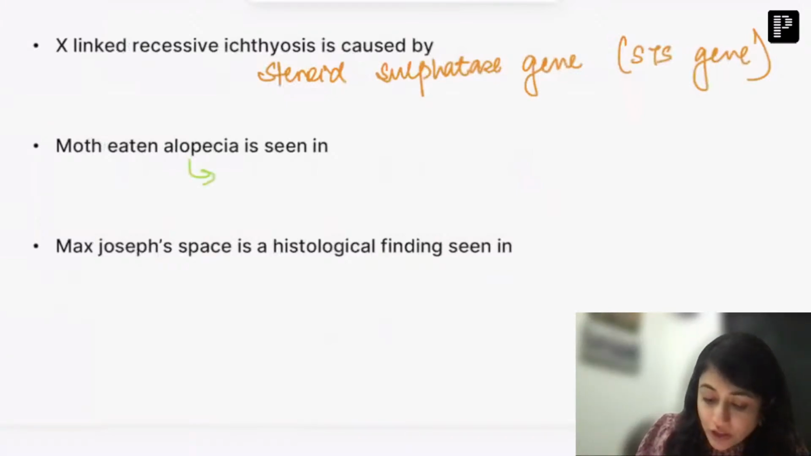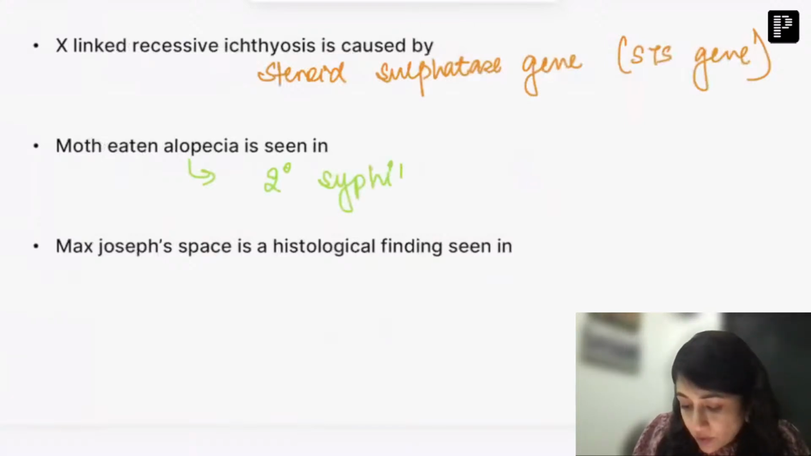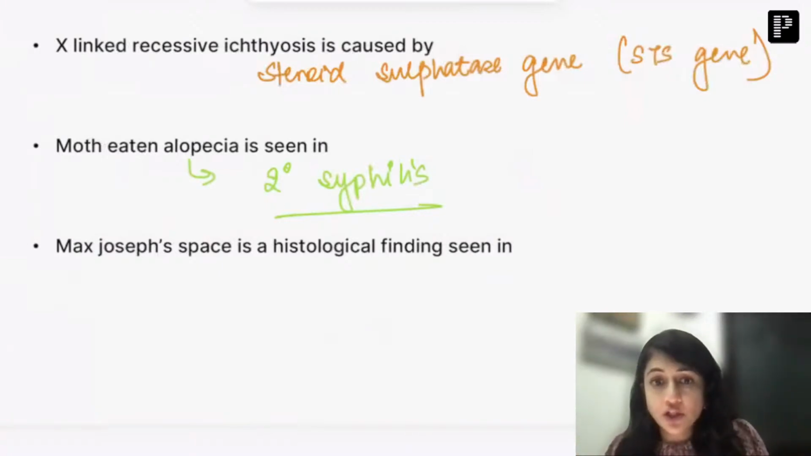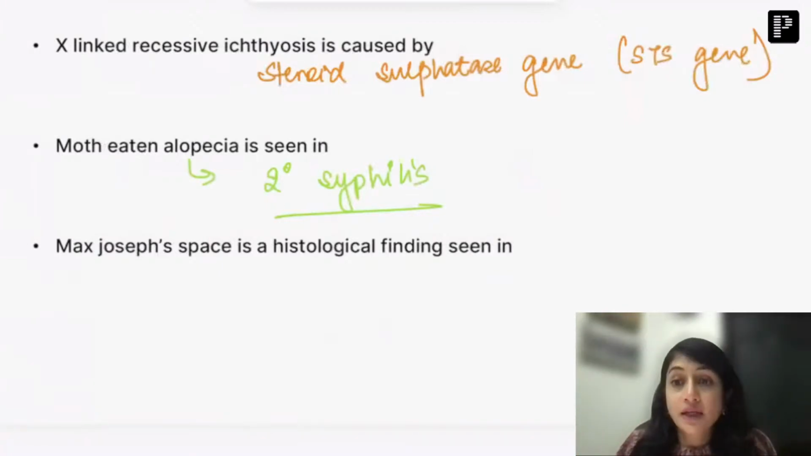It is a feature of secondary syphilis. Moth-eaten alopecia presents with patchy, non-cicatricial alopecia, and is a feature of secondary syphilis. It is not a feature of alopecia areata. It is not a feature of SLE. With SLE, you see lupus here. With alopecia areata, you see patchy alopecia, but it's not moth-eaten. Okay, so moth-eaten we say for syphilis.